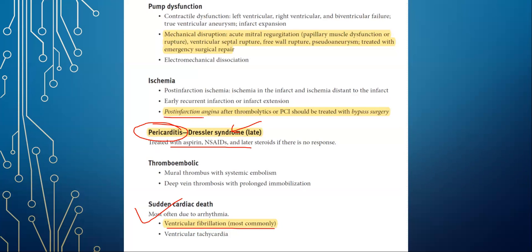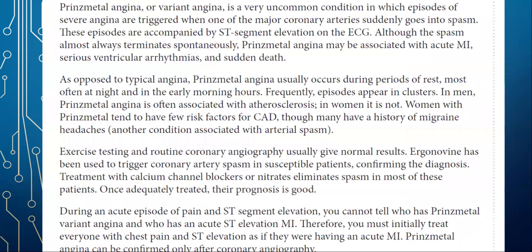If a patient develops post-infarction angina, after you have treated the patient with PCI or thrombolytics, they should be treated with a bypass surgery. That means, let's say you have got an MI patient and you treated with just a stent. But even after a stent, the patient is again getting angina-like pain, and you have done CK-MB or troponin showing these are still high. Send the patient for a bypass surgery.